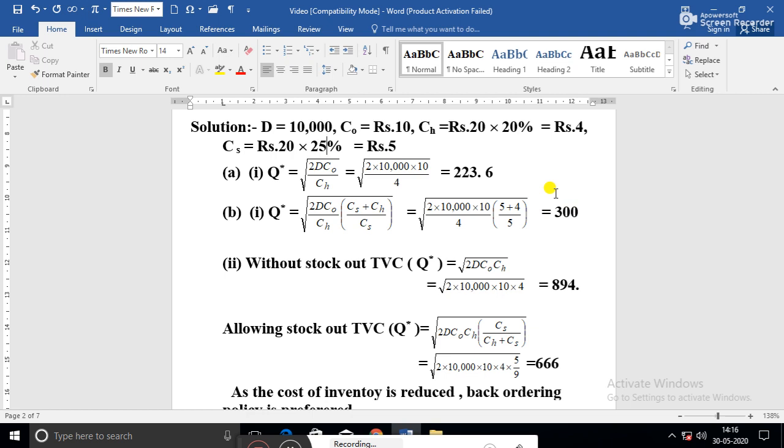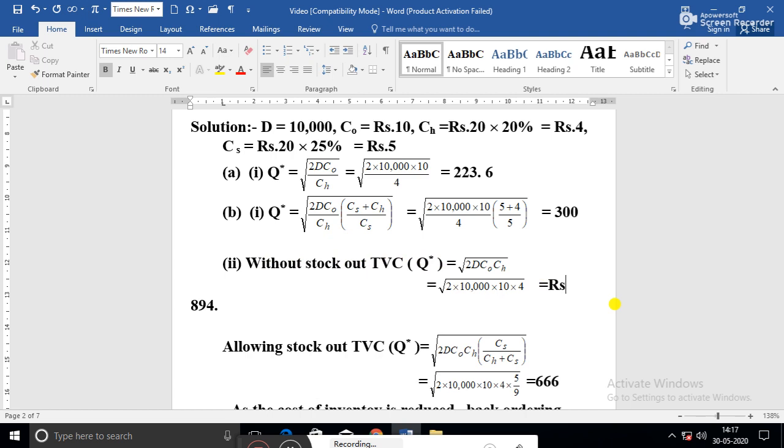Now the two costs, they both are variable costs. I am not considering the total cost. Exactly the same conclusion will come, not the same answer. Without stock out, that means if you directly find out, this is rupees 894.